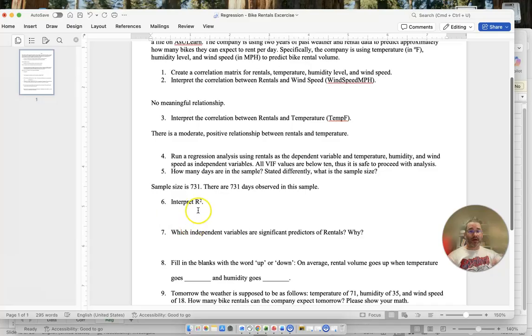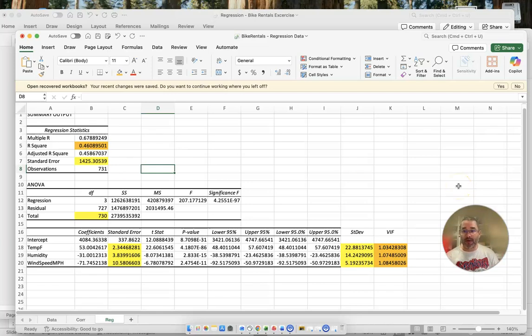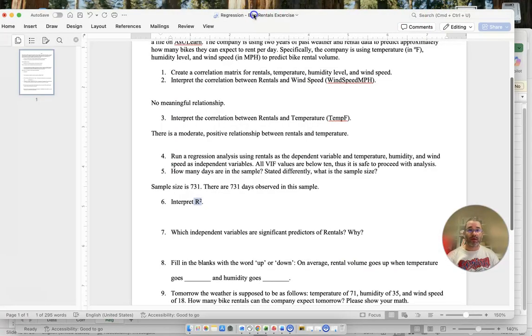All right, interpret R squared. This is given to us in the regression output. R squared is here, and it's 0.46, otherwise known as 46%. Your notes tell you exactly how I want this to be interpreted, but I'll try to write that here as well. Again, 0.46, same as 46%.